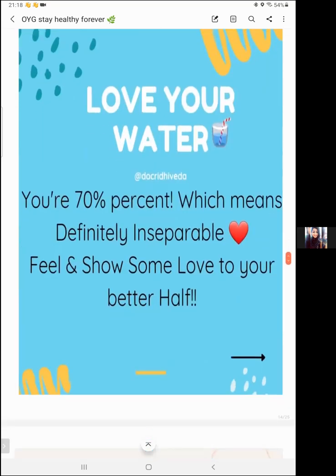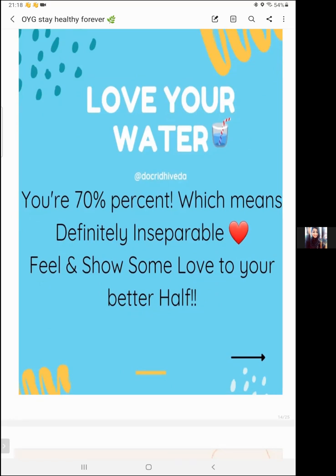The next thing I want to focus on is water. You are definitely inseparable from water. More than 70% of you is water. That's what modern science says, that you are 70% water. So you are made up of water literally, most of you. So your relationship with water is very inseparable.